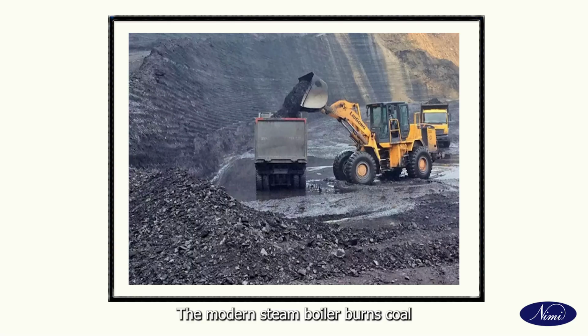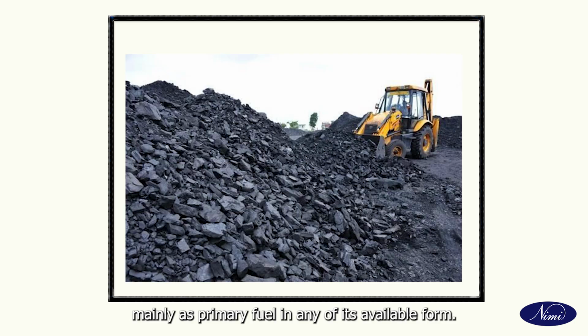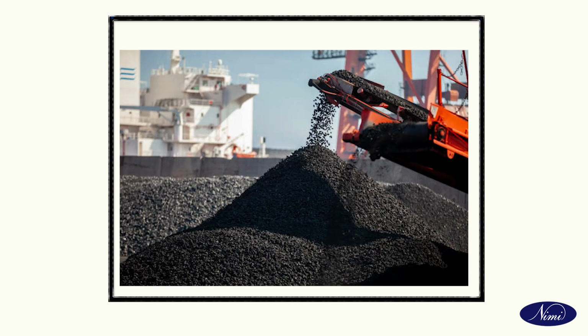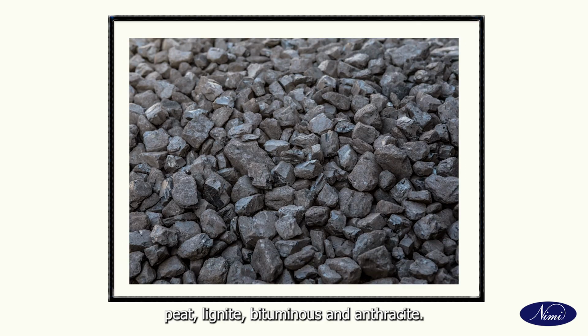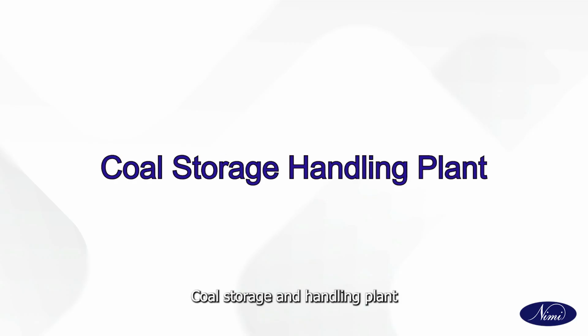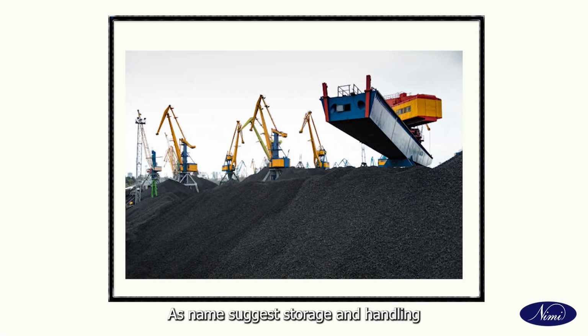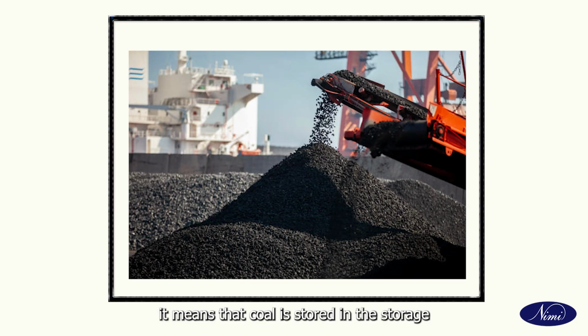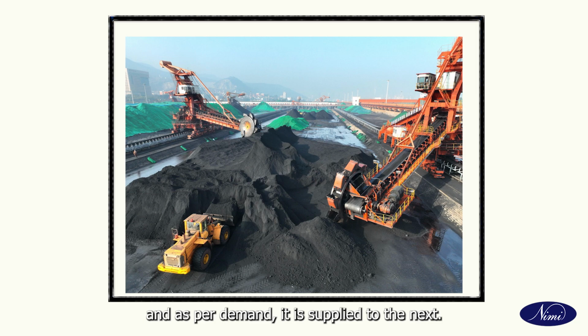The modern steam boiler burns coal mainly as primary fuel in any of its available forms. Different ranks of coals available are peat, lignite, bituminous and anthracite. Coal storage and handling plant. As the name suggests, storage and handling means that coal is stored in the storage and as per demand it is supplied to the next stage.